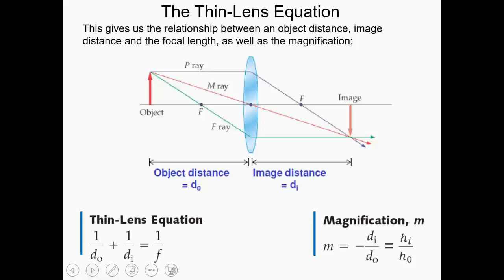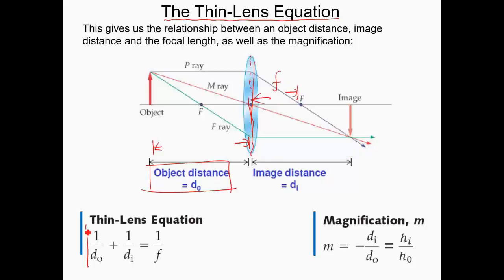Okay. The next is the thin lens equation. The thin lens equation gives the relationship between object distance, image distance, and focal length. The object distance is the distance between the object and the center of the lens, measured from here. This is called the object distance, this is the image distance, and this is the focal length, F. The lens equation says 1 over the focal length is equal to 1 over the object distance plus 1 over the image distance.